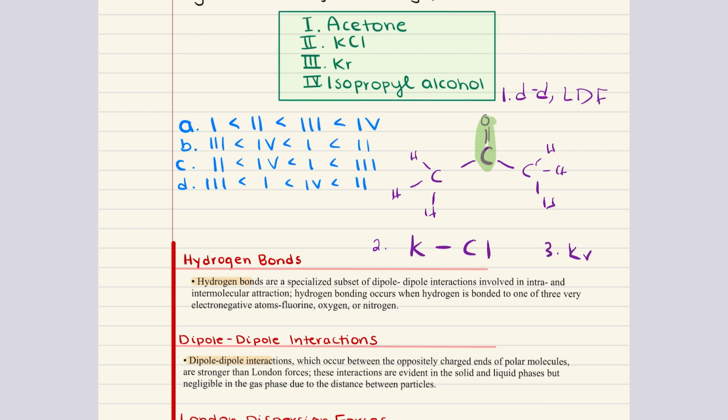All right, krypton is a noble gas. As such, it is a non-polar atom. The only intermolecular forces that krypton atoms experience are going to be London dispersion forces. All right, and that's going to be the weakest type of intermolecular force. So krypton probably has a very low boiling point.